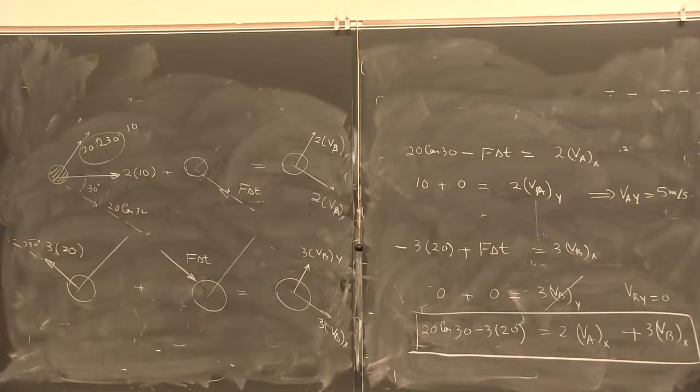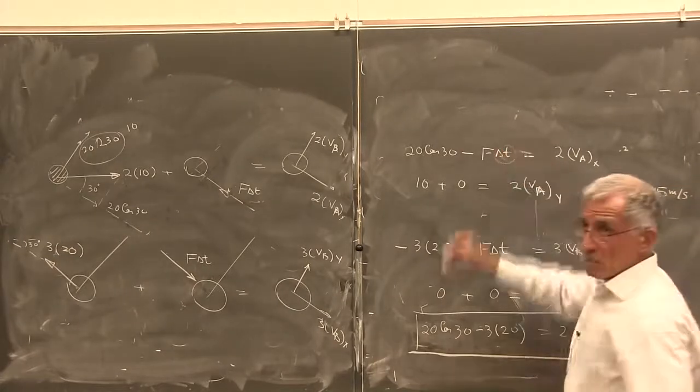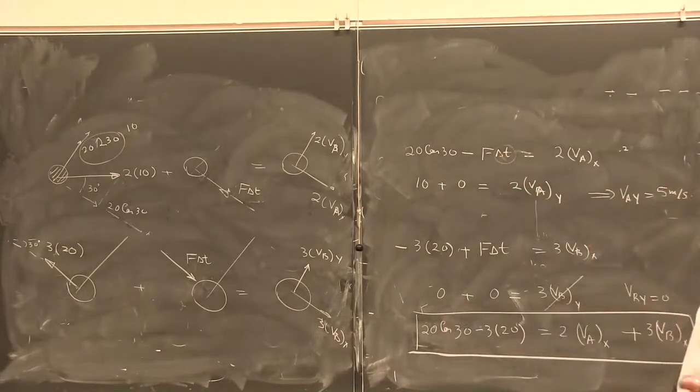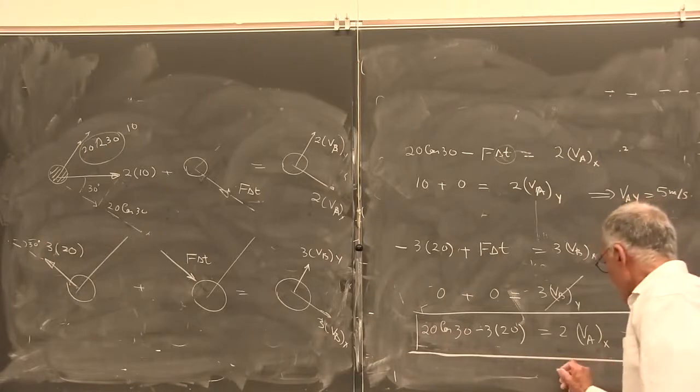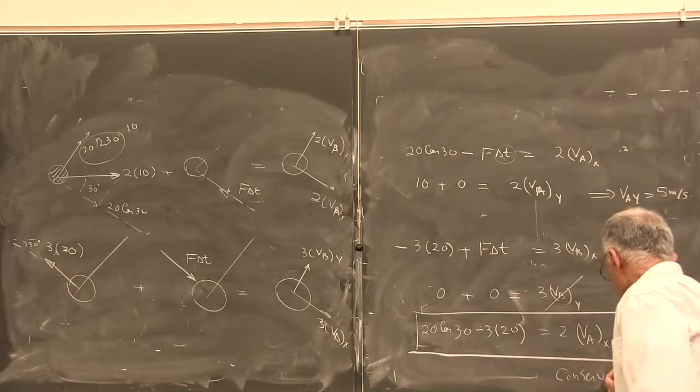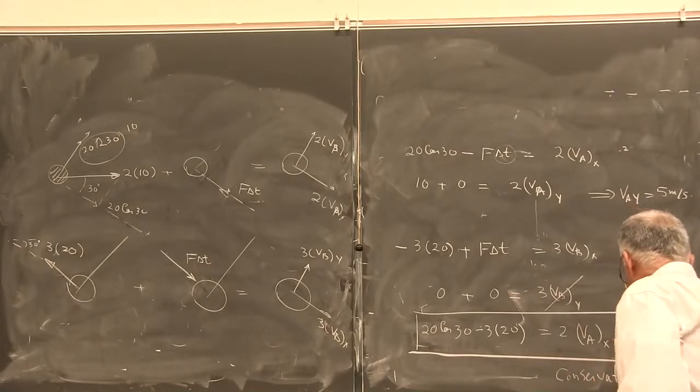So you end up with one equation and two unknowns. And of course, the duration of the impact, delta t, should be given to you. But even if delta t is given to you, we do not know what F is. So this is called conservation of momentum.